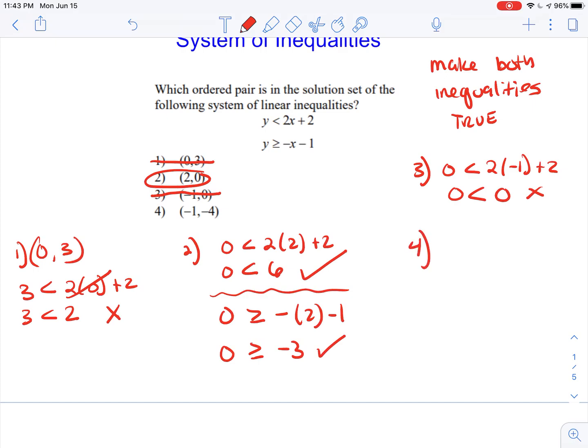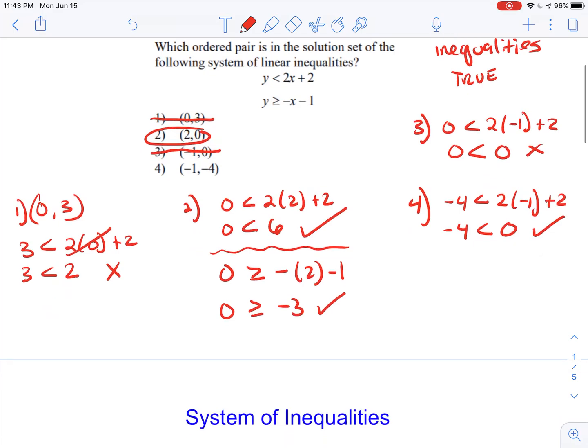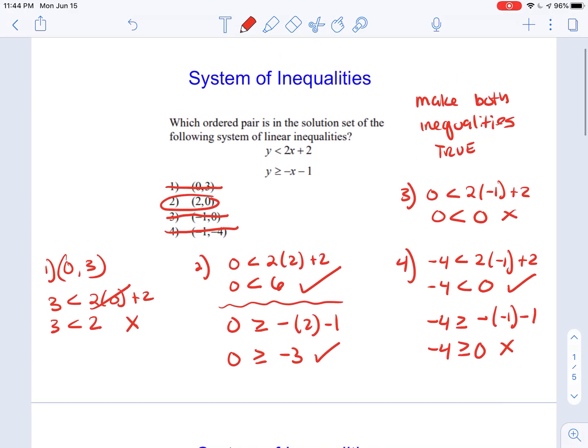And number 4, just to double check, minus 4 has to be less than 2 times minus 1 plus 2. So minus 4 is less than minus 2 plus 2, which is 0. That's an accurate statement, so let's just double check the second one. Minus 4 is greater than or equal to minus 1 minus 1, and that would give me 0. We see that that is not true, so this also verifies that number 2 is the ordered pair that is in the solution set.